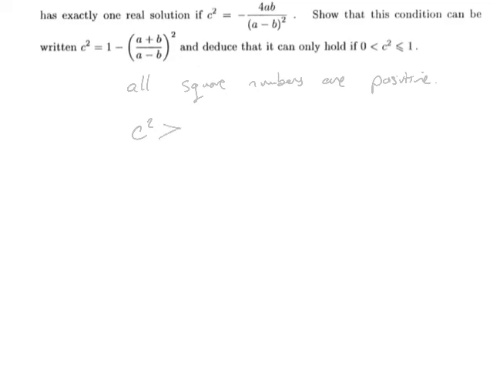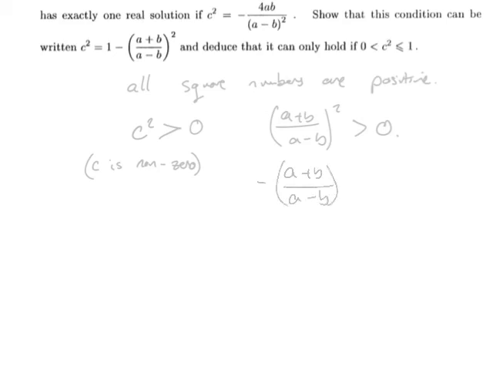Okay, so first of all, c squared has to be greater than 0 because it's a square number. So we've already just explained the left-hand side. That's all we need to do. We're told c is non-zero earlier in the question, so that's why it's not equals to. Now the other square in this problem is the big fraction with the square sign around it. Now that is greater than or equal to 0. So a negative version of that is less than or equal to 0.